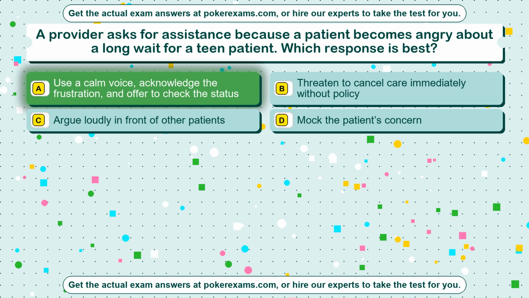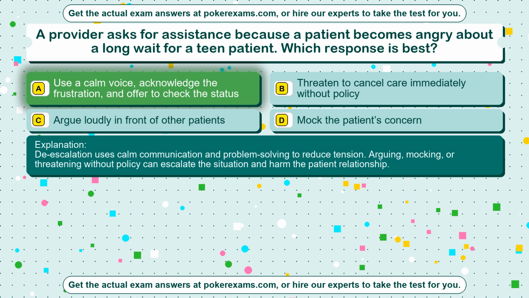The correct answer is option A. Use a calm voice, acknowledge the frustration, and offer to check the status. De-escalation uses calm communication and problem-solving to reduce tension. Arguing, mocking, or threatening without policy can escalate the situation and harm the patient relationship.